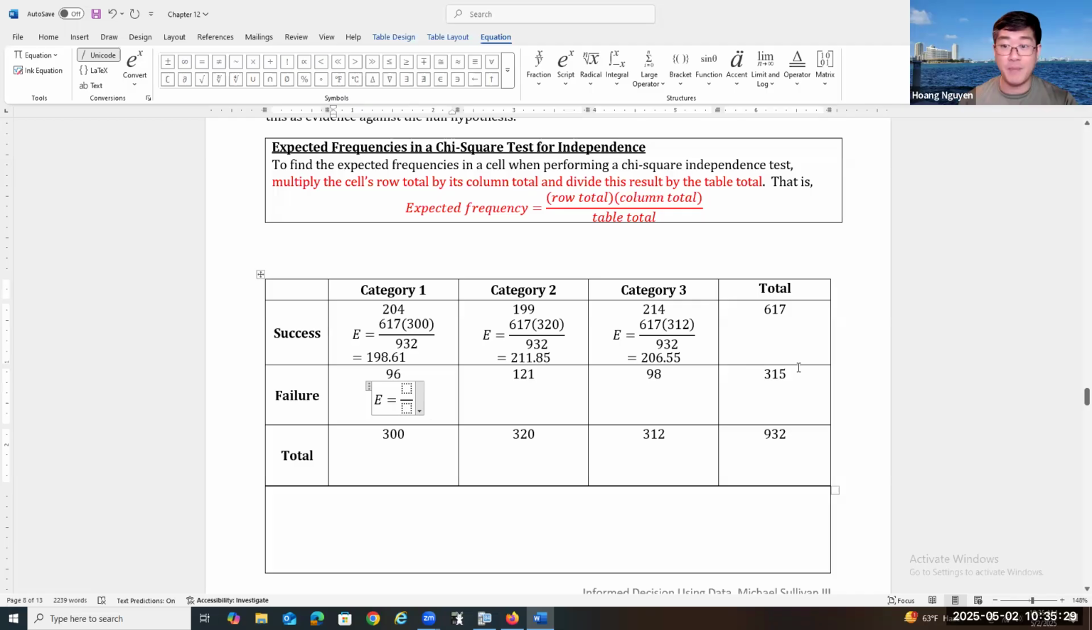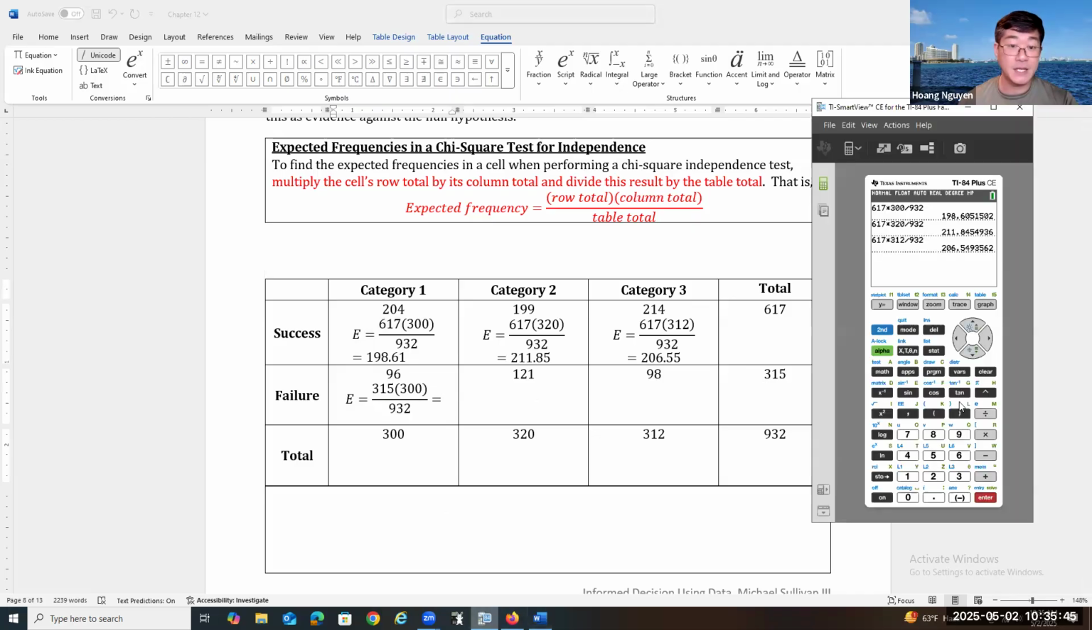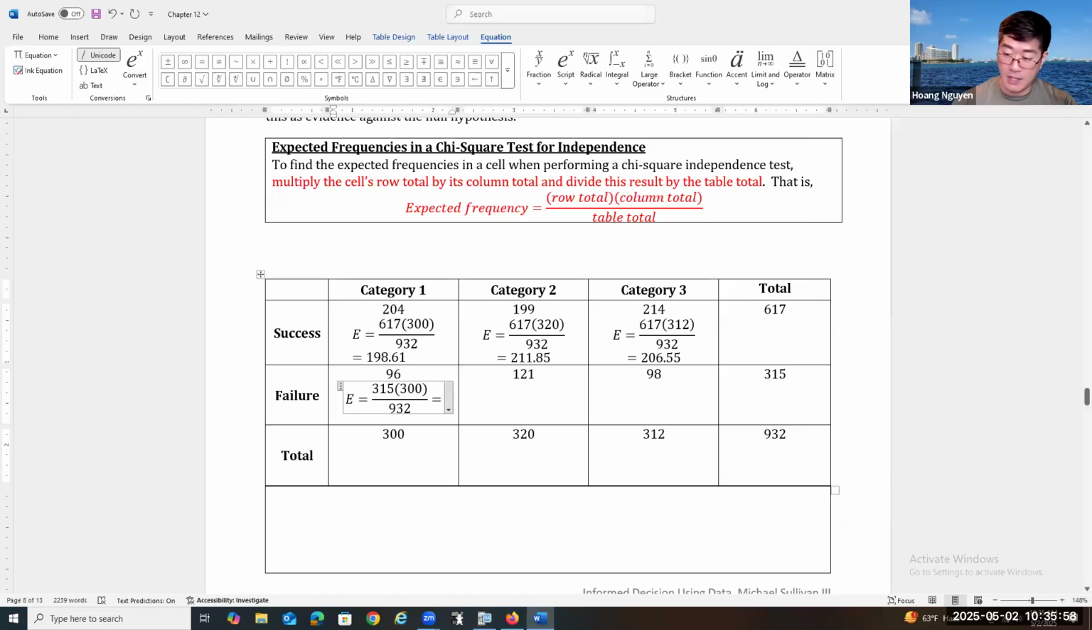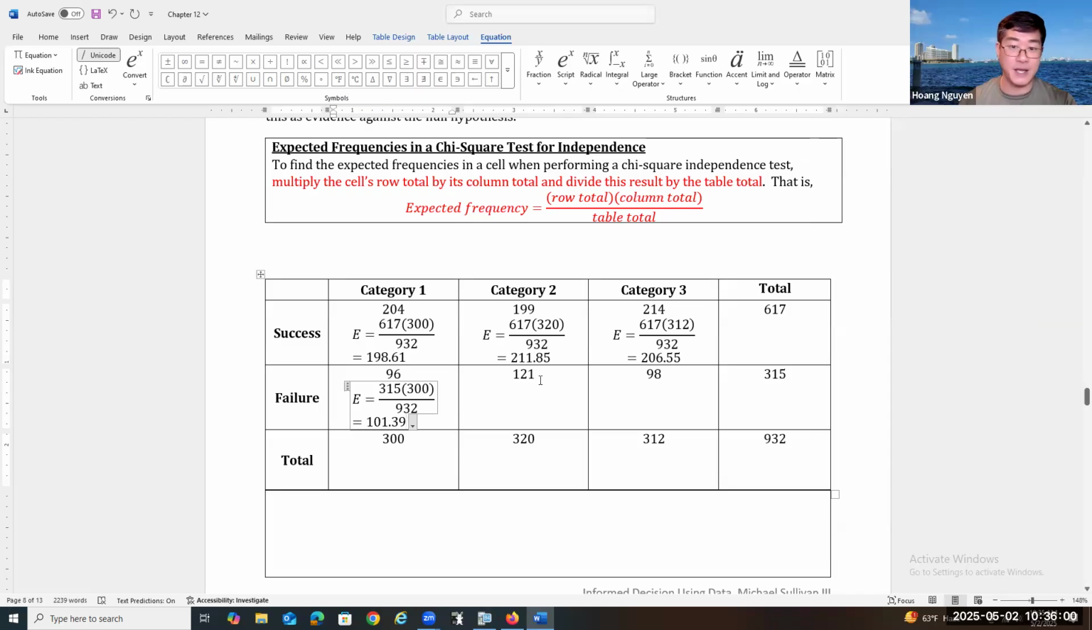Now row total will be 315 times the column total of 300 divided by the table total of 932. Okay. So let's calculate this then. It's going to be 315 times 300 divided by 932. 101.39. Okay.